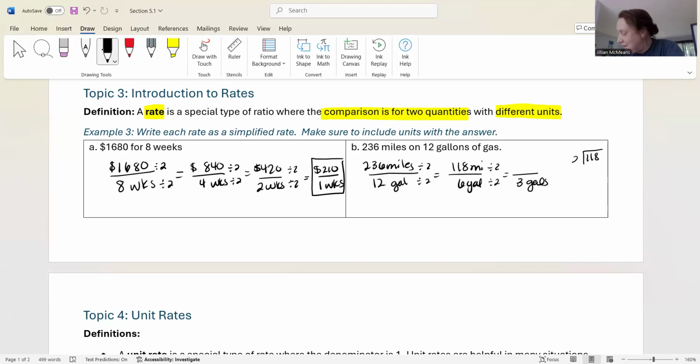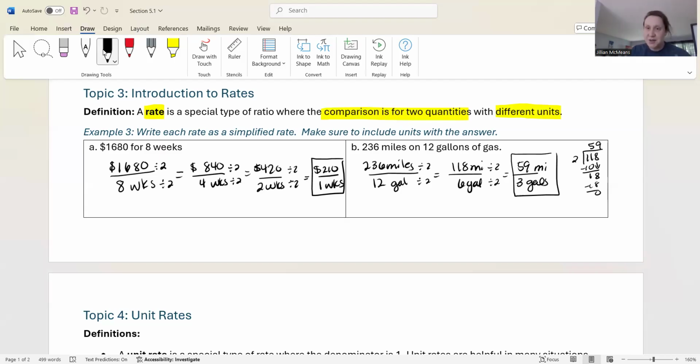So 2 will not go into 1, but it will go into 11 5 times. So let's see, 5 times 2 is 10. We subtract. We get a 1, we drop down the 8. 2 into 18 is 9. 9 times 2 is 18. We get our 0. So we get 59 miles for 3 gallons of gas. And 3 does not go into 59 evenly, so we would say we're done.